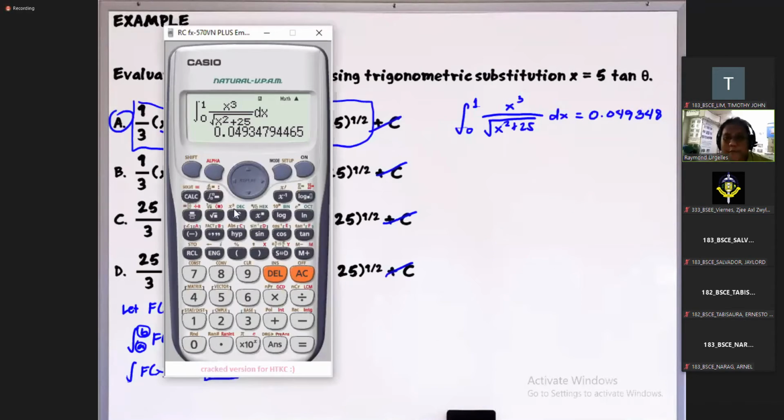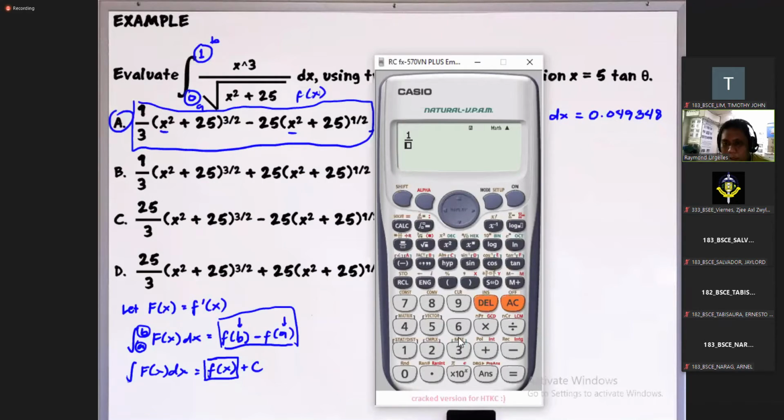Nakuha ba? So therefore, okay, so input ko muna yung given. So that's 1/3. Okay. So then this is multiplied by x squared plus 25, then raised to 3 halves. Okay. Minus 25 multiplied by x squared plus 25, so then this is raised to 1/2. Okay. So again, so ito na yung function natin. So first, let's evaluate this at x is equal to 1.